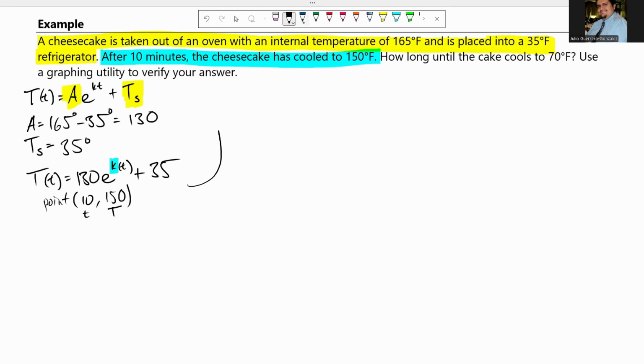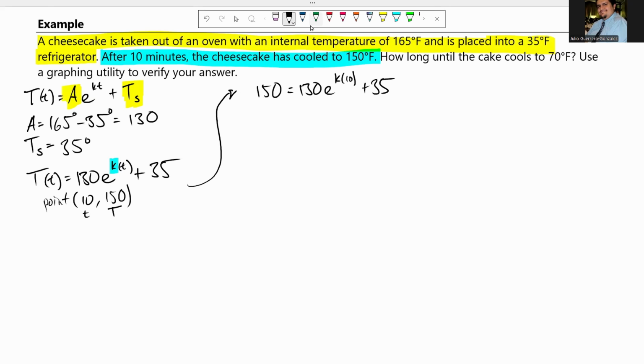I'm going to grab this and go up here. So 150 has to be equal to 130 e to the kt, plus 35. At this point I need my k. Whoops, I forgot the t. Oh, come on. I've got this tablet in front of me, k times 10 plus 35. Sometimes it's annoying. It doesn't erase correctly.